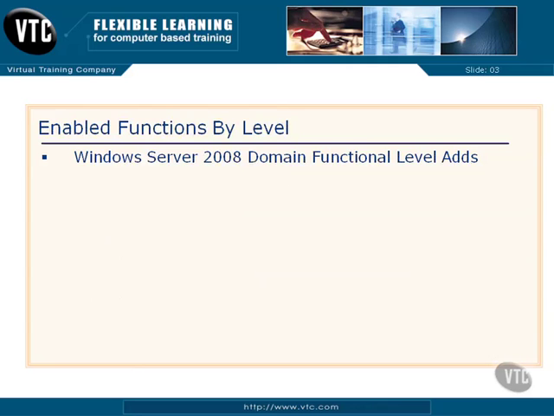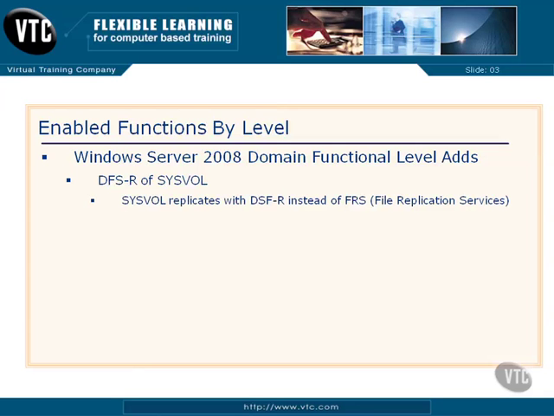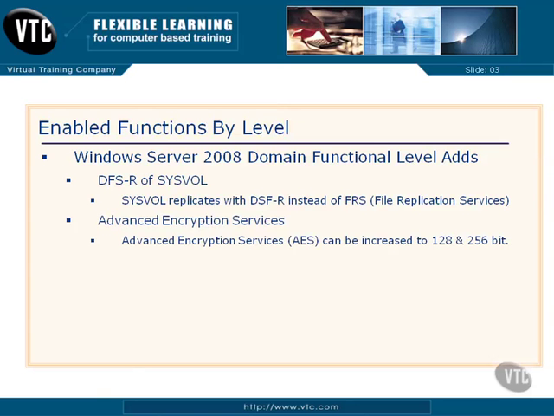Now, in Windows Server 2008, when you jump up to the domain functional level of Server 2008, you pick up DFSR of SYSVOL, which means SYSVOL replicates with the new DFSR instead of the old File Replication Service. Then there's Advanced Encryption Standard, or AES. You've probably always seen this for authentication. This can now be increased to 128 and 256 bit, and this is actually replacing the old RC4 HMAC, or hash message authentication code, encryption algorithm.